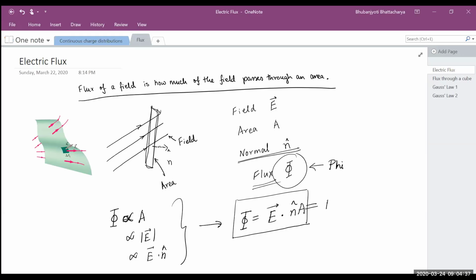And sometimes it's also written as E dot A, with the idea that the area vector is the magnitude of the area times the area normal vector, where the normal vector is just a unit vector. So what is the definition of flux? Flux is equal to the electric field dotted with the area vector, where the area vector is defined as the magnitude of the area times the normal unit vector.